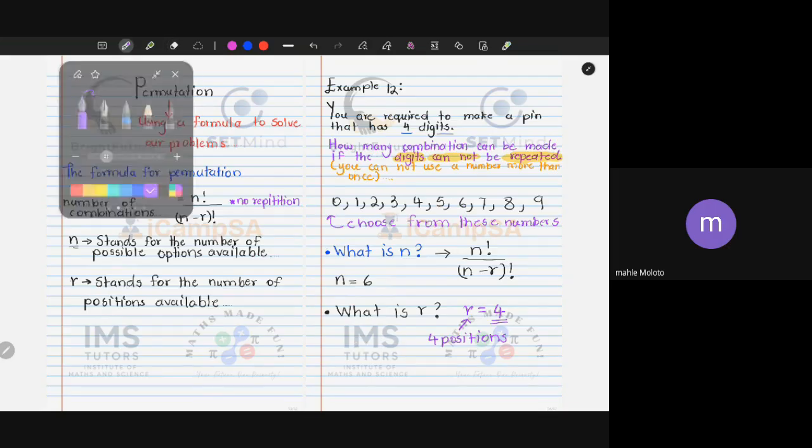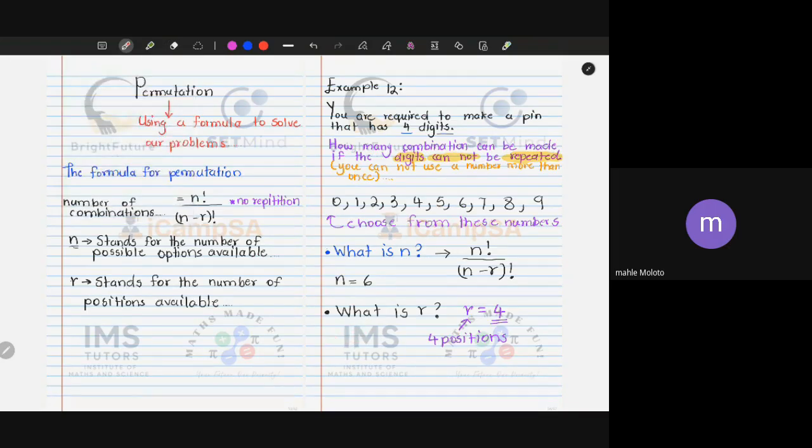Do you guys understand? I see a hand from Marcia. You can go ahead. Okay, why is our N 6? Okay, let's go and read what N stands for. Read for us what N stands for. Stands for the number of possible options available. Okay. So I said N is 6. What are you saying?